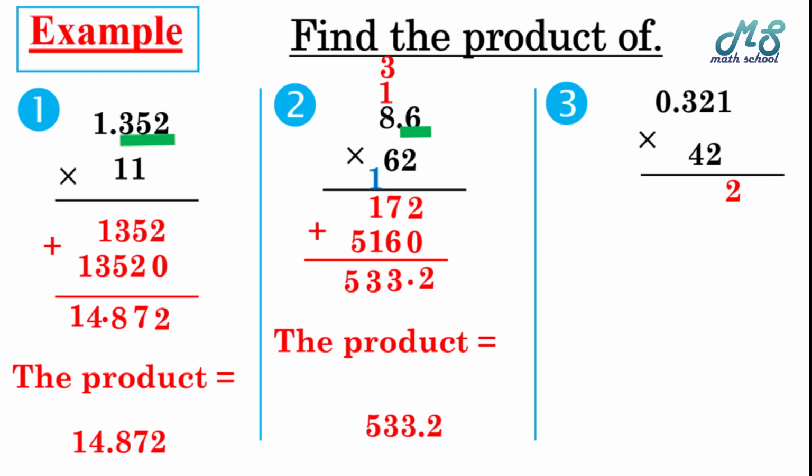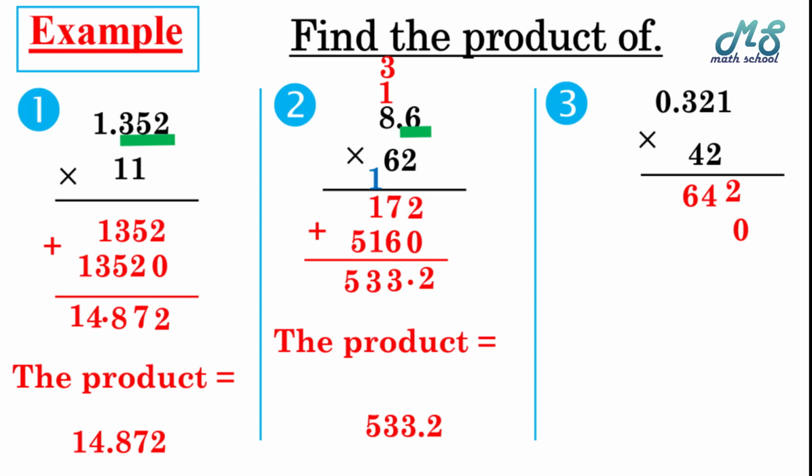Number 3 guys, 0.321 times 42. First guys, ignore the decimal point. It will be 321 times 42. First, 2 times 321 from right to left as we studied before. 2 times 1 equals 2. 2 times 2 equals 4. 2 times 3 equals 6. Write 0 in one's place and go to tens place.